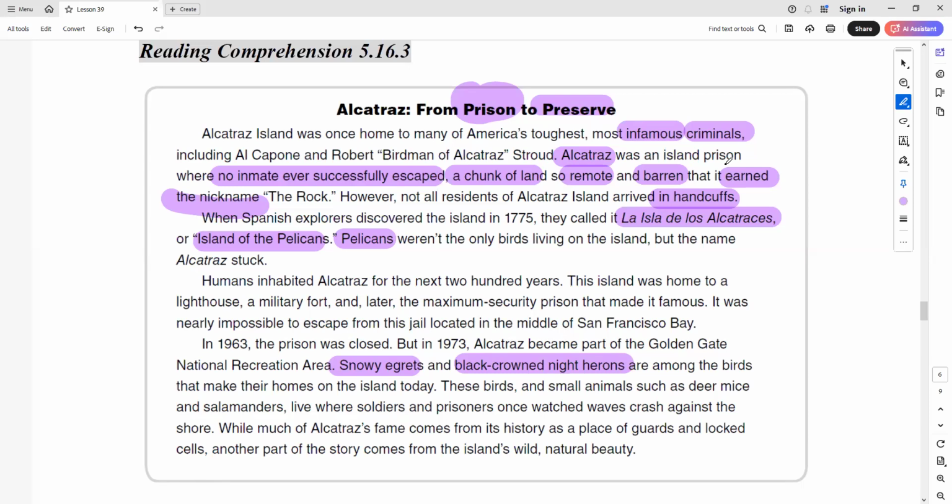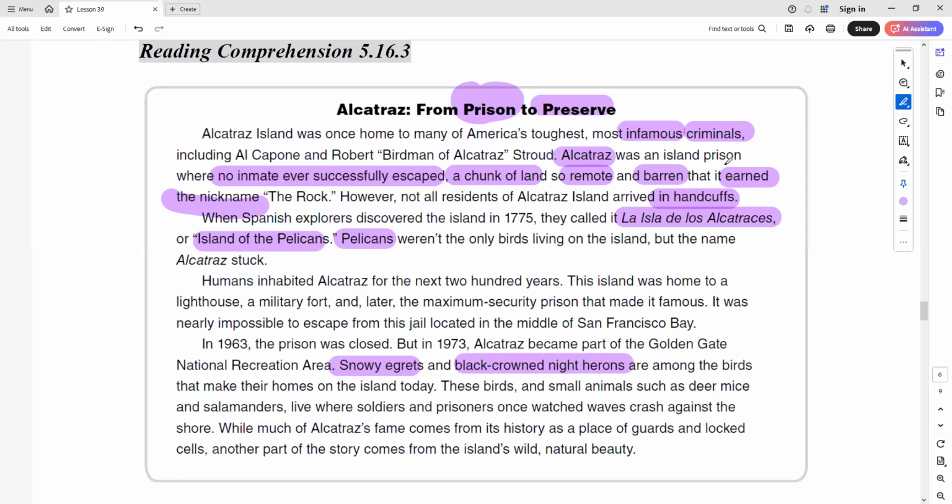OK, so the main birds are still these two kinds. These birds and small animals such as the deer mice and salamanders live where soldiers and prisoners once watched waves crash against the shore. You got it? Okay? The soldiers, the prisoners, once watched the waves. Because they are there, they have nothing to do, so they can just watch the waves clash against the shore. It just shows, to describe it, these are the views that the soldiers and the prisoners witnessed.